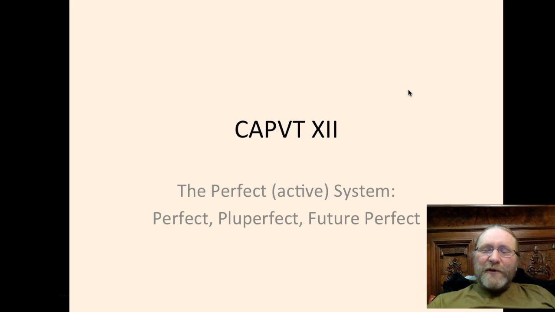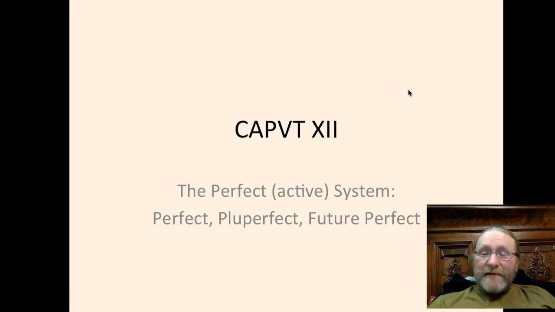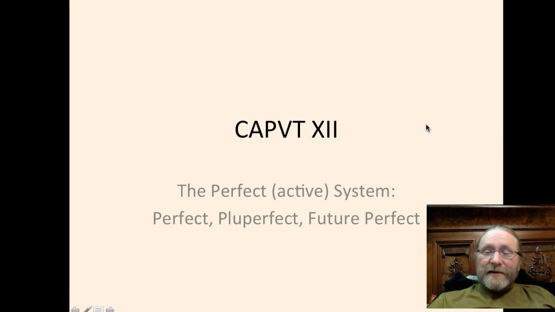And today we're going to be talking about the perfect active system, which comprises the tenses perfect, pluperfect, and future perfect, all of which indicate action that has been completed, either in the present, the future, or in the past. I'm going to get myself off the screen here for a moment because there's lots of information on the slides and I don't want to cover any of it up. So let's get started on that.